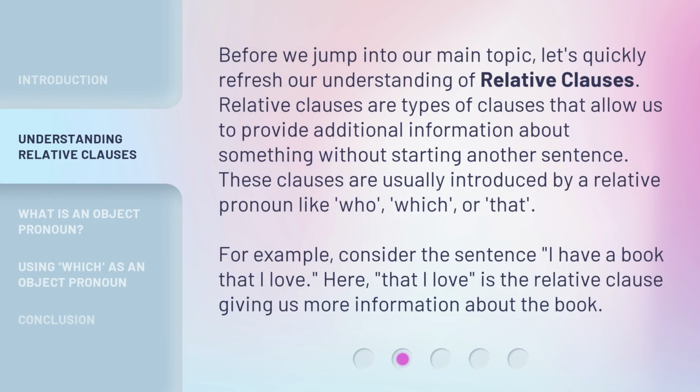Before we jump into our main topic, let's quickly refresh our understanding of relative clauses. Relative clauses are types of clauses that allow us to provide additional information about something without starting another sentence. These clauses are usually introduced by a relative pronoun like who, which, or that. For example, consider the sentence, I have a book that I love. Here, that I love is the relative clause giving us more information about the book.